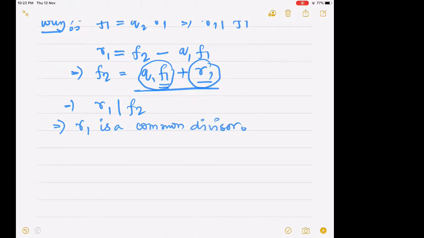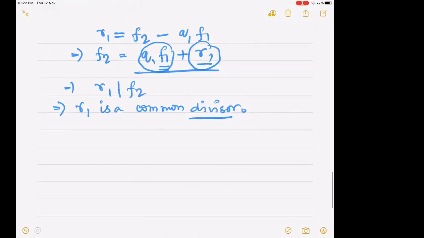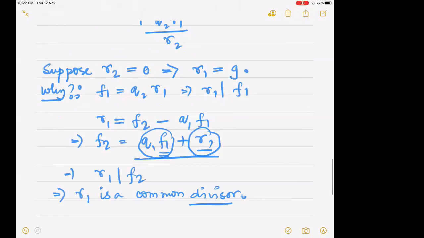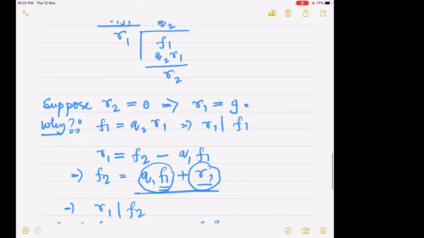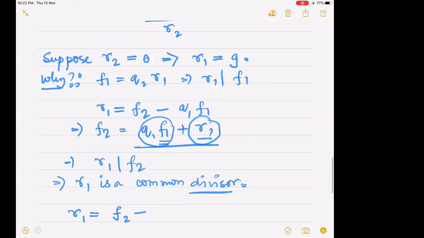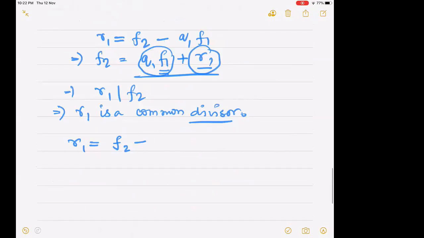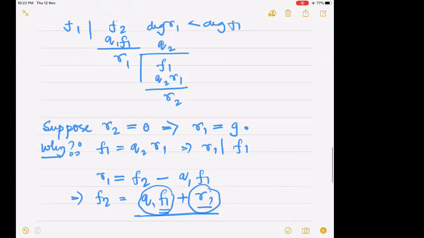Now comes the interesting part. But why is it the greatest common divisor? So that means if there is any other common divisor, that must also divide R1, right? So let's see, how do we get this? Okay, so first we notice that R1 is equal to, how did we get R1? We did F2 minus Q1 F1, right? That is how we got R1.